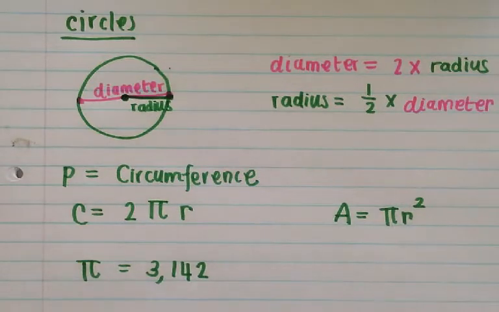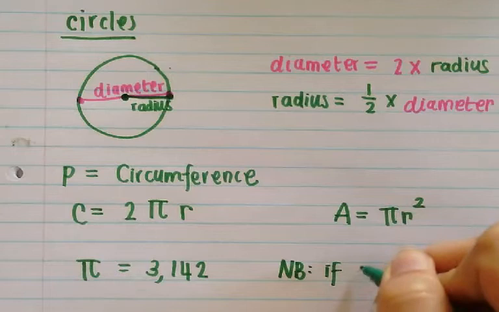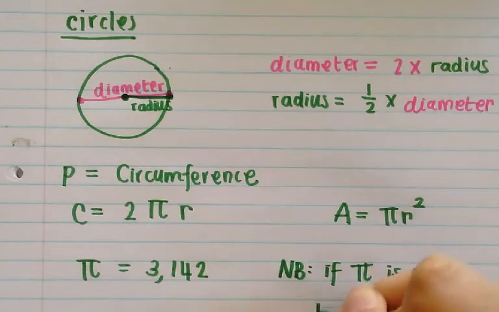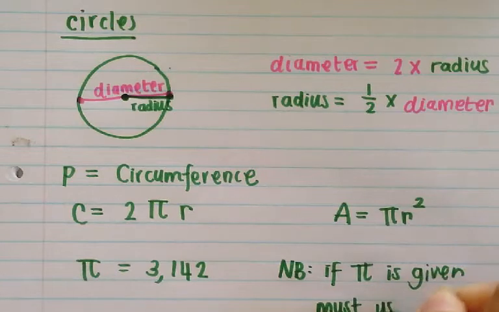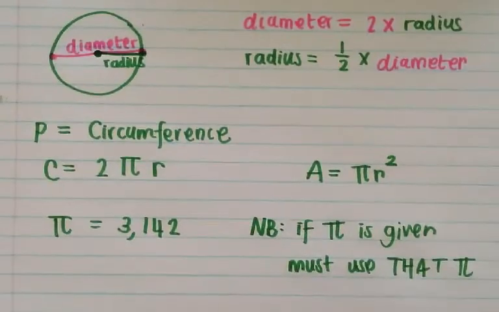So I'll just write, very important, NB: if pi is given, you must use that pi. And that pi can change. I can make it 3,14. I can make it 22/7. I can make it anything I want. But if I give it to you, you must use it.